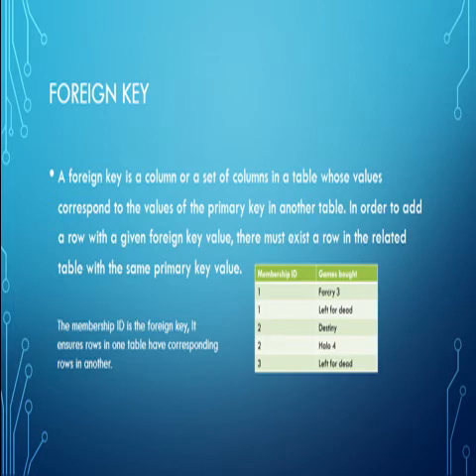Foreign key. A foreign key is a column or a set of columns in a table whose values correspond to the values of the primary key in another table. In order to add a row with a given foreign key value, there must exist a row in the related table with the same primary key value. The membership ID is the foreign key. It ensures rows in one table have corresponding rows in another.